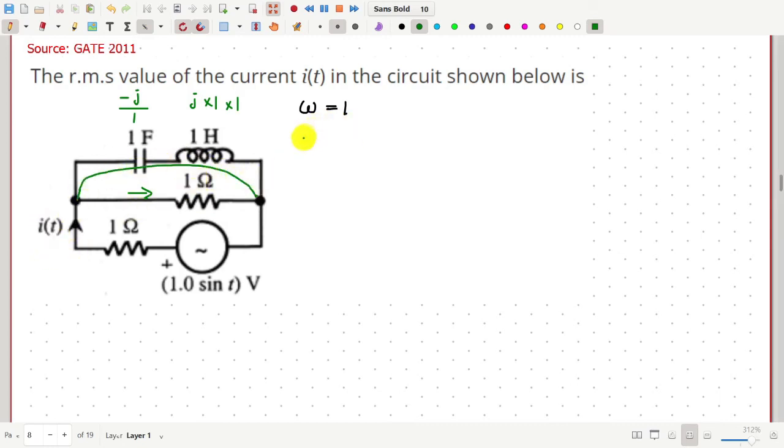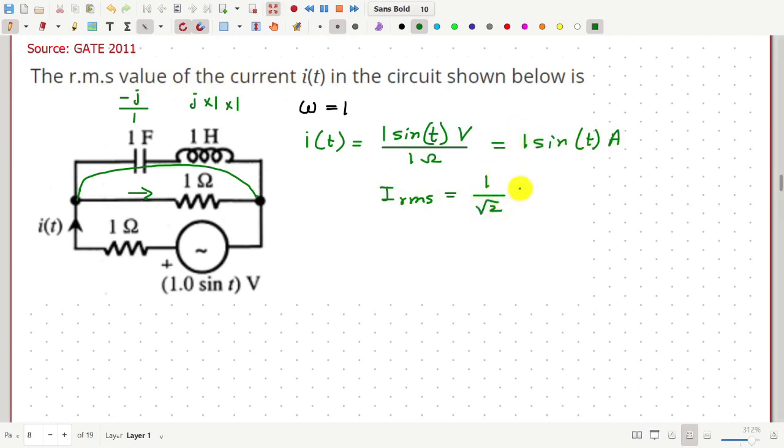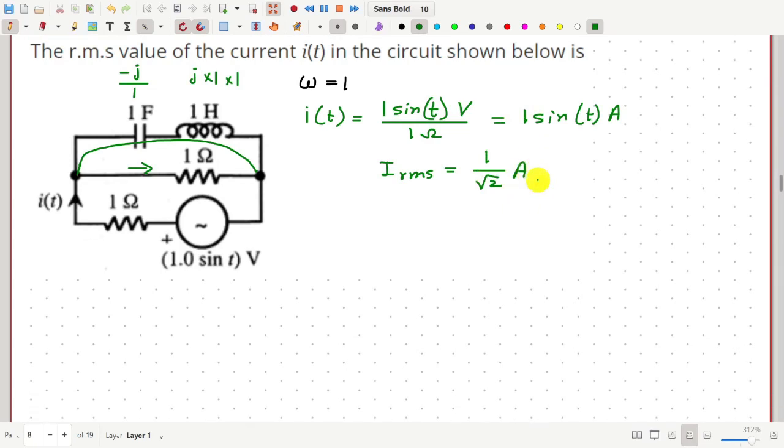And then this current IT will be equal to this voltage divided by this 1 ohm. Voltage is 1 sine t volt divided by this 1 ohm. So this is equal to 1 sine t ampere. So the RMS value of this current, IRMS, will be this amplitude divided by root 2, 1 by root 2 ampere. Okay, so that was the answer.